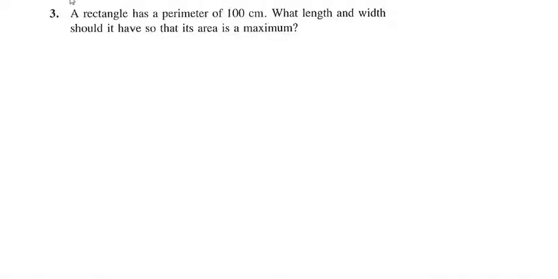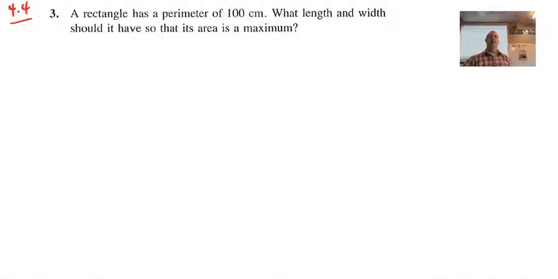Okay, so number 3, part of the assignment here is 4.4, Calculus 30. A rectangle has a perimeter of 100 centimeters.